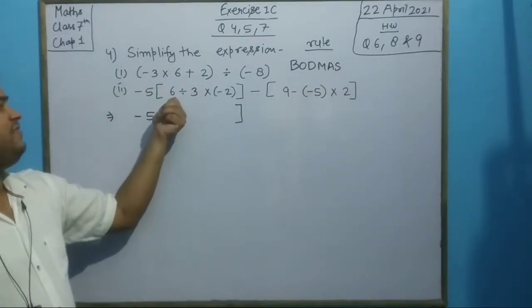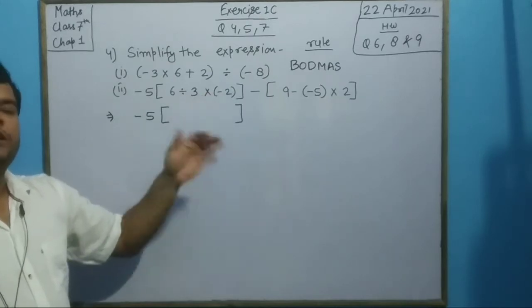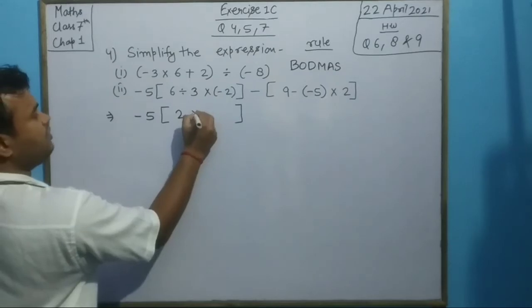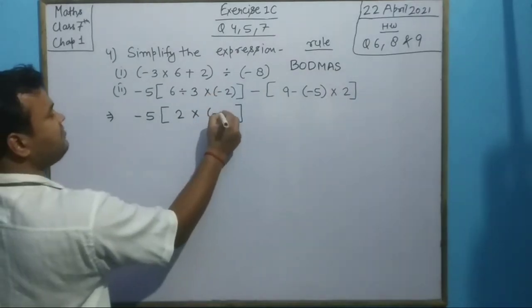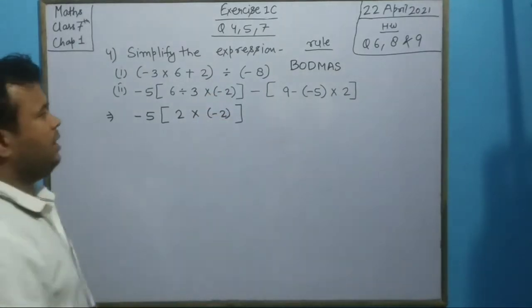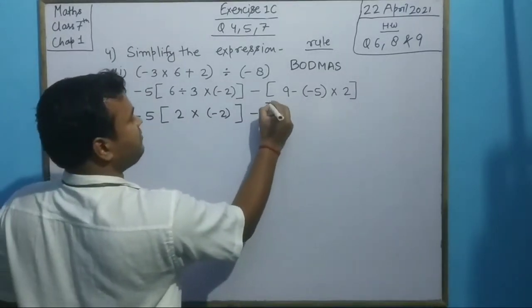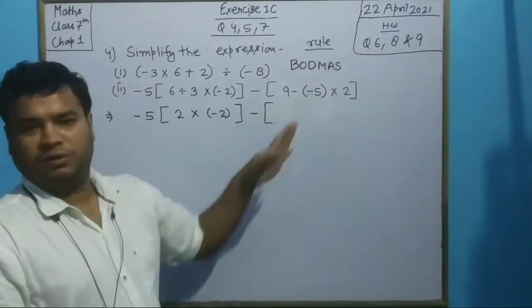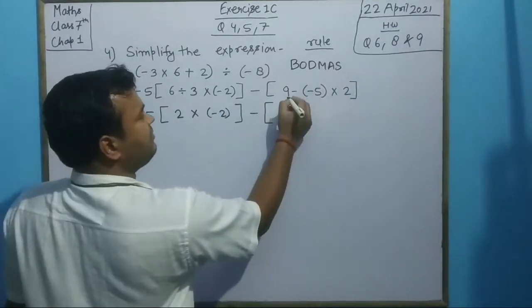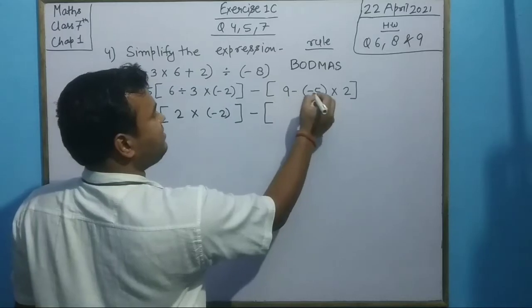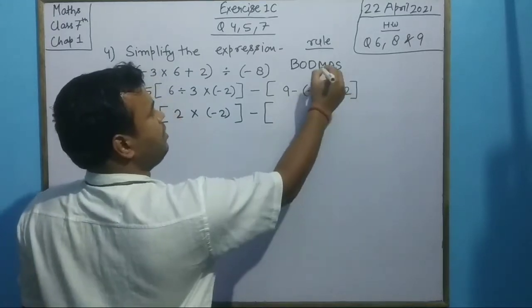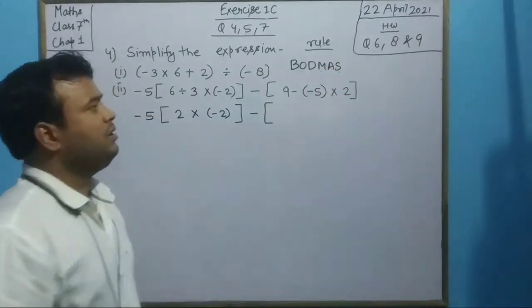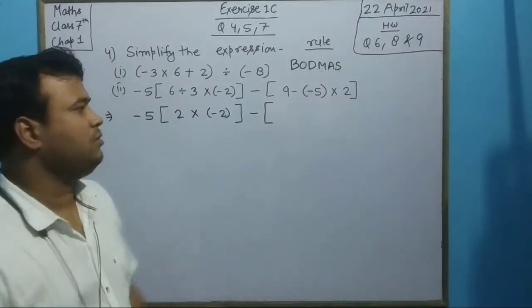Here 6 is divided by 3. 6 divided by 3 gives us 2, and 2 is multiplied with minus 2. Again, here is the minus sign. We have to operate the bracket first, this bracket and this one also. Now this is 9 minus, and there is multiplication also. Multiplication comes first before subtraction, so subtraction will come later on.